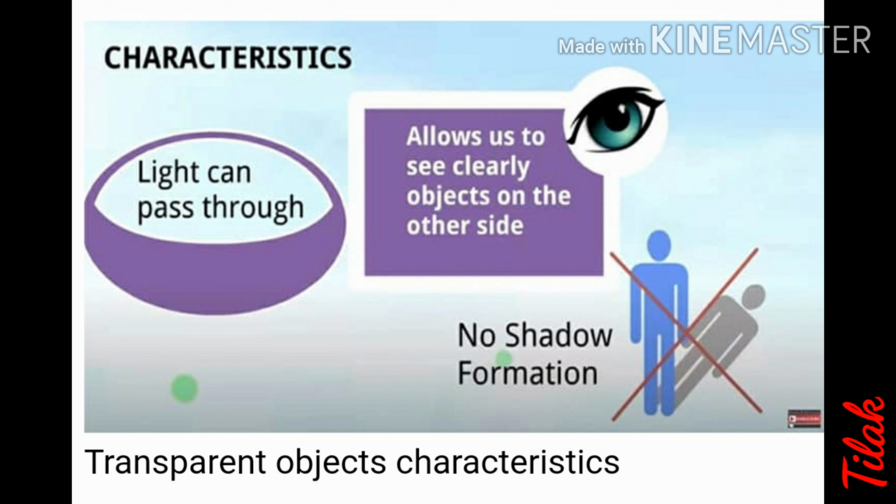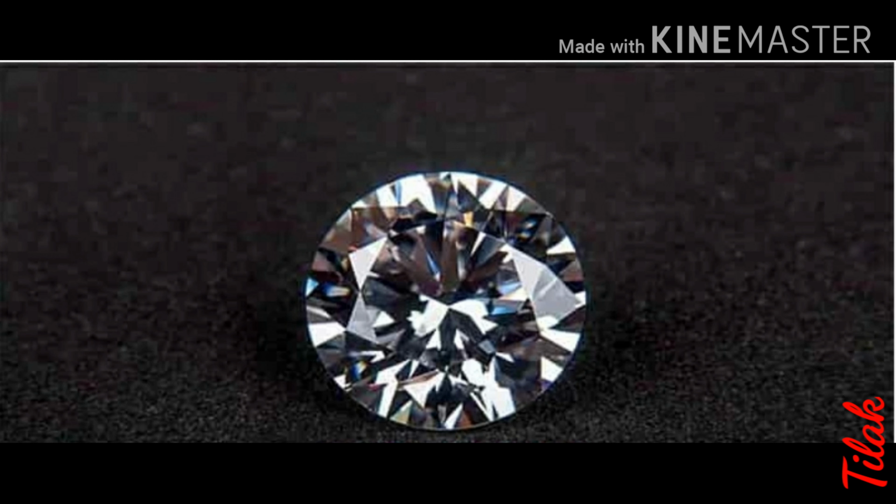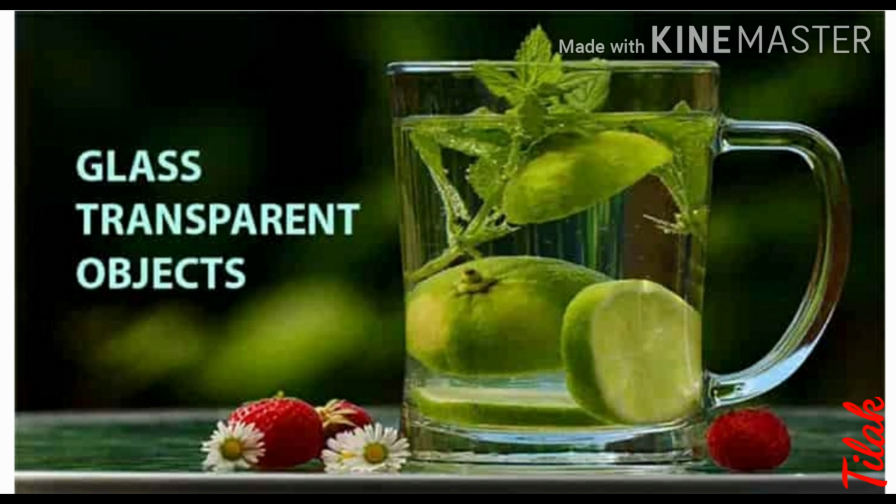Okay, we will understand why no shadow is formed, but a little later. First, let's understand why diamond, glass, air, water are called transparent. As you can see in this glass, what is inside it? Yes, and you can also see through it.